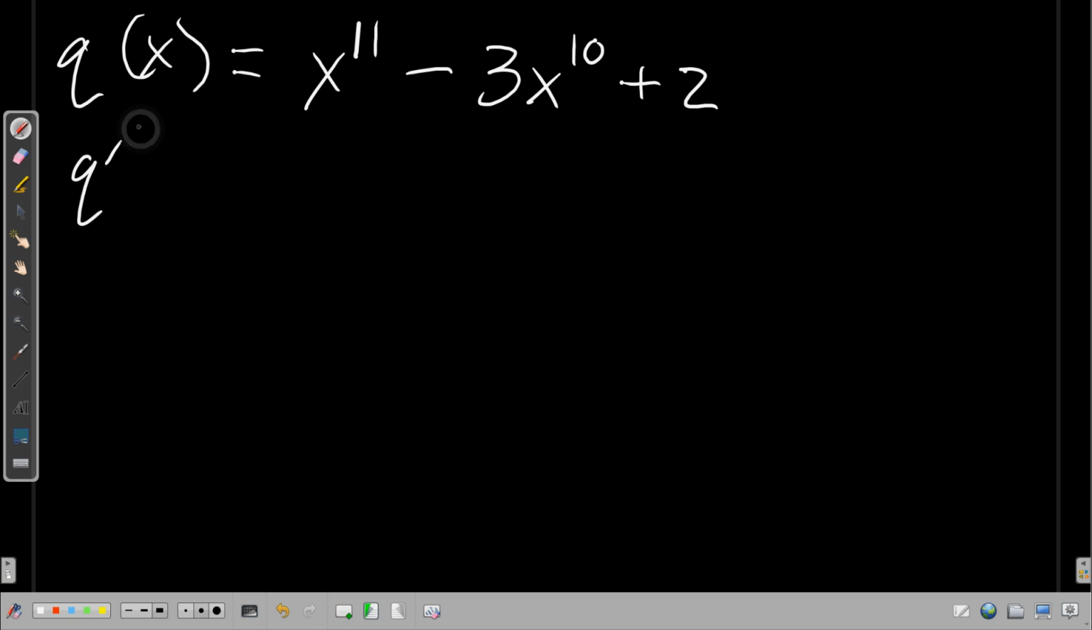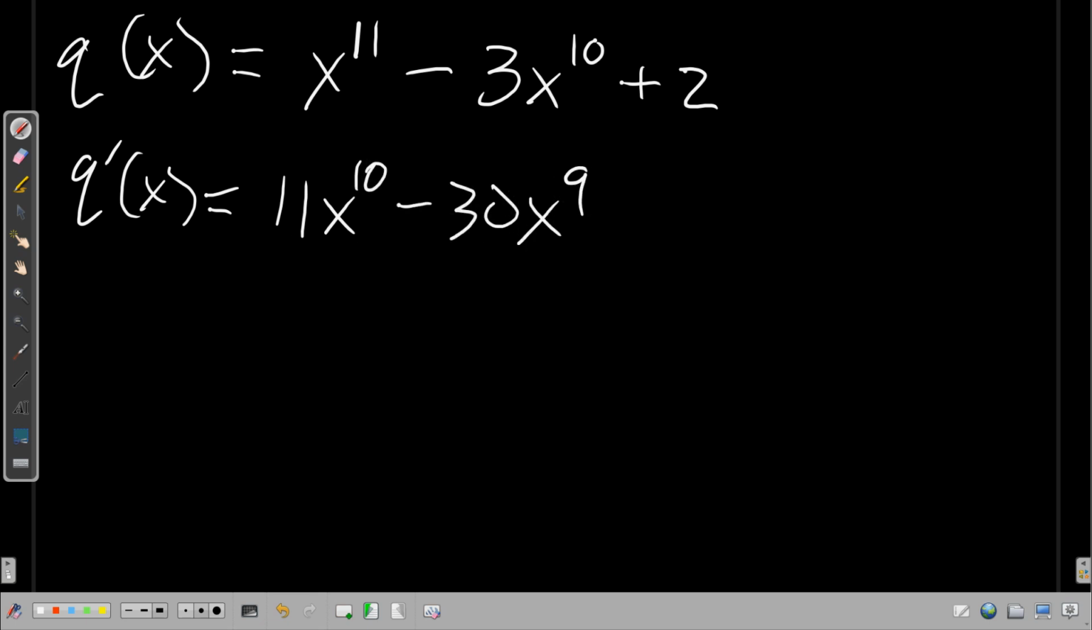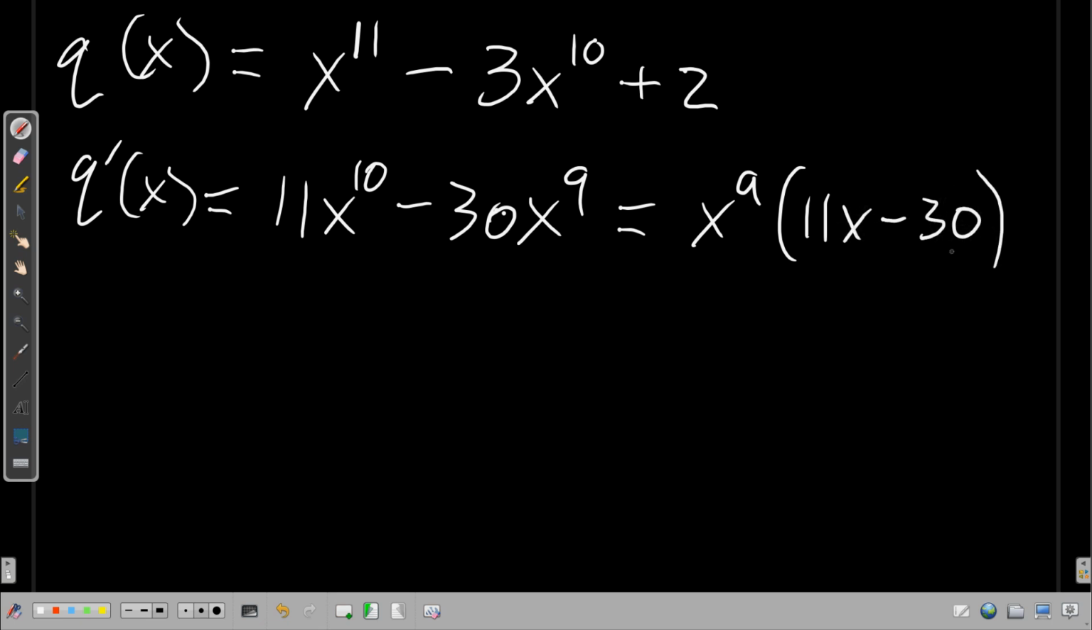So if I find Q prime, it would be 11x to the 10th minus 30x to the 9th. Okay. And so I'm needing my critical values. And to do that, I would have to factor it. So I'd factor out an x to the 9th and be left with 11x minus 30. Okay, so my critical values would be 0 and 30 over 11.